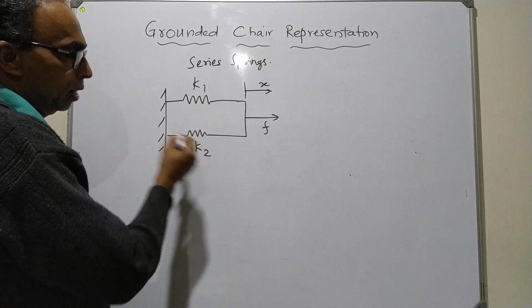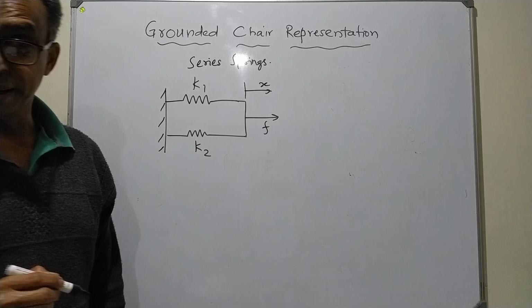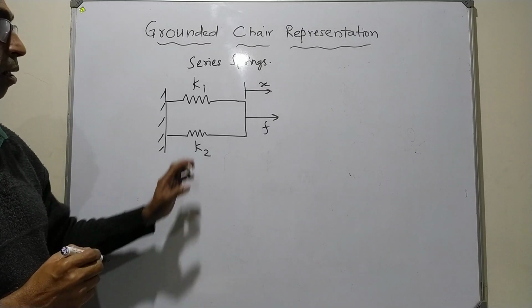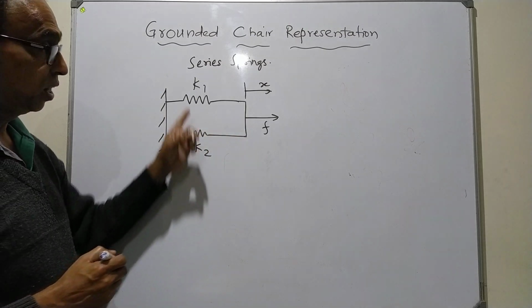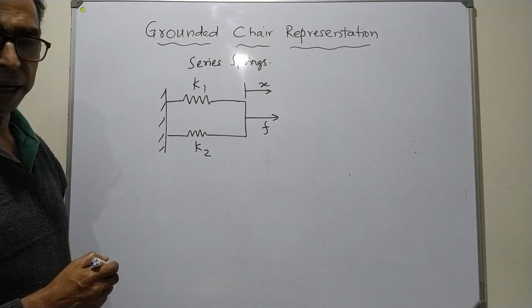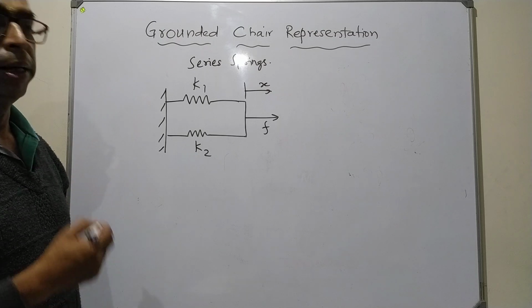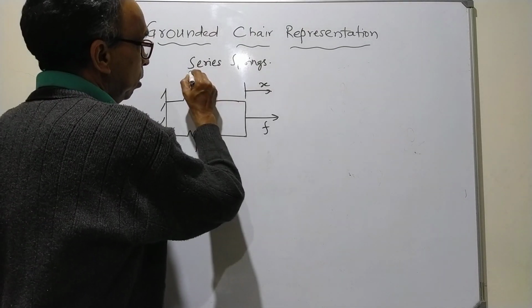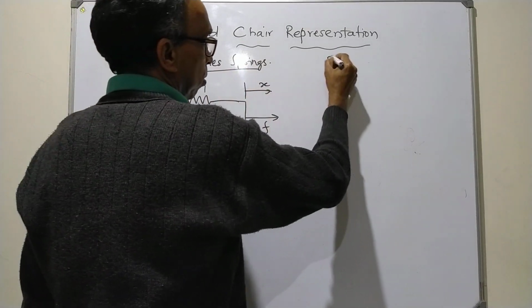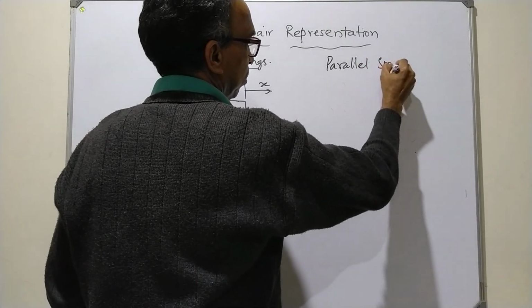Springs having K1 and K2 will experience the same displacement in a series arrangement, whereas the force is shared by each of the springs. Each spring will share the force based on the stiffnesses K1 and K2. And we had called these, as per Ravan's convention, parallel springs.